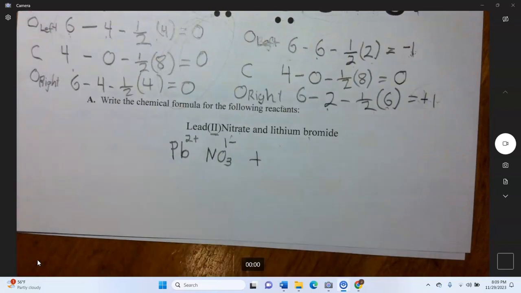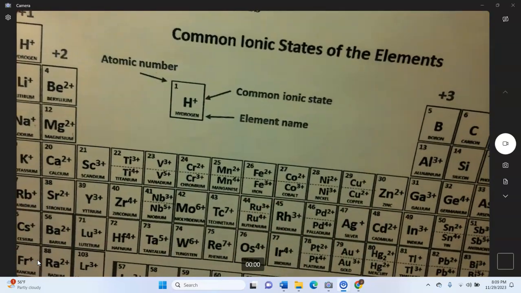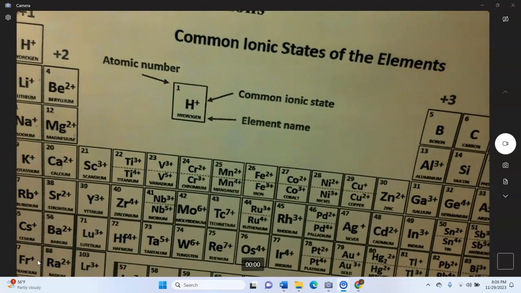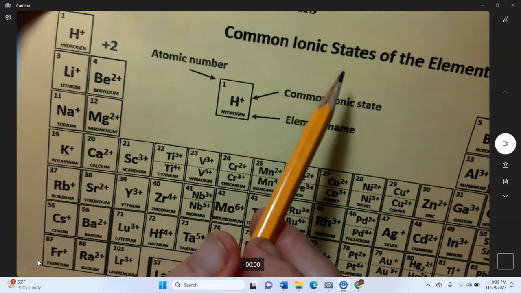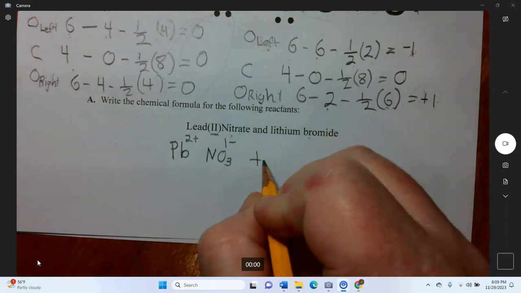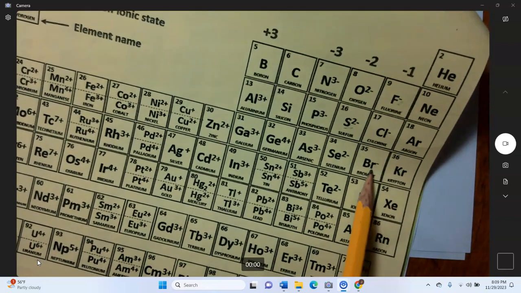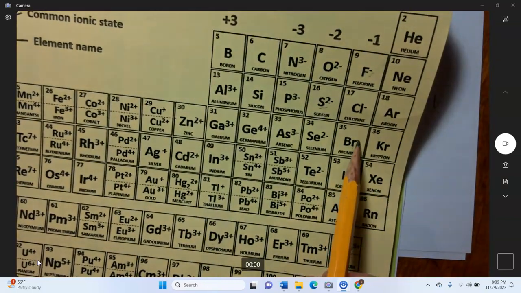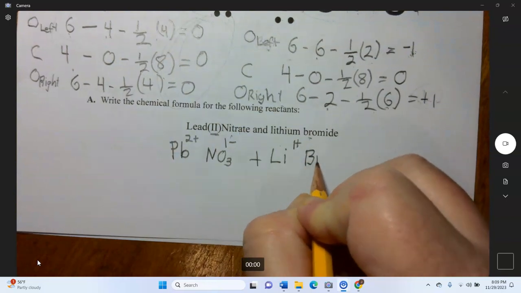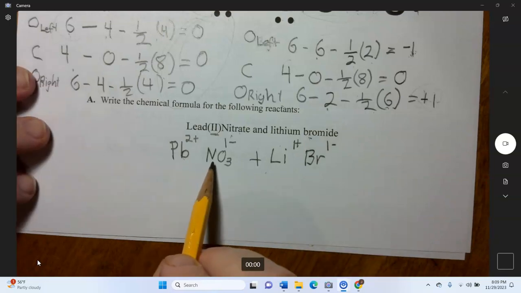Again, we come over here. You can go to your charge number by ion sheet, or you should be able to tell this just by looking at the periodic table. Lithium is in the first column, so it's going to lose an electron to be like the nearest noble gas, which is helium. Or you can just look at it right here on this common ionic states sheet, and that's the Li1+. So it is a 1+. And bromine, you come over here, there it is, second to last column, it's a halogen, it's a 1-. Okay, so lithium bromide is charge balanced, but lead nitrate is not.